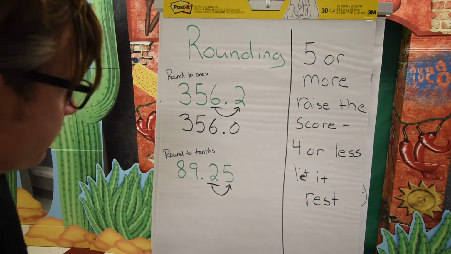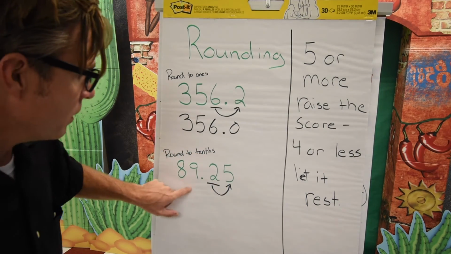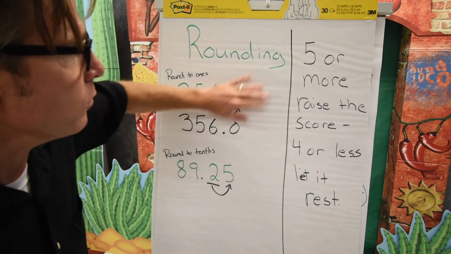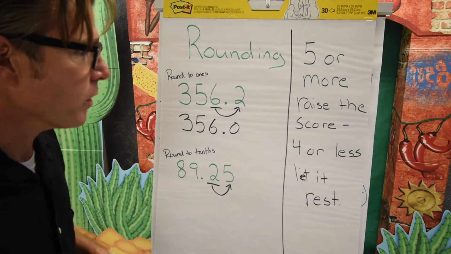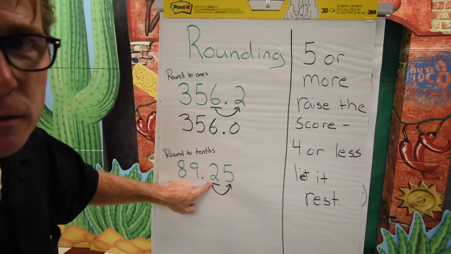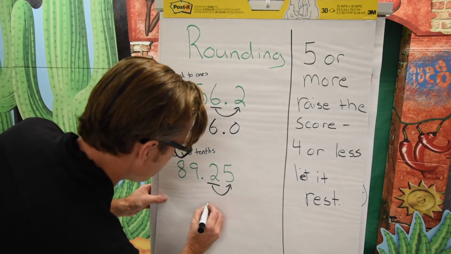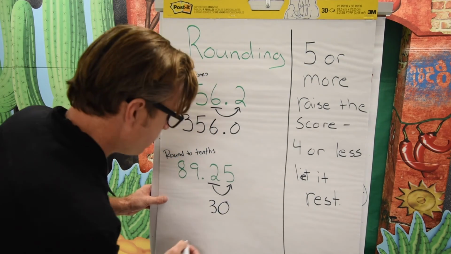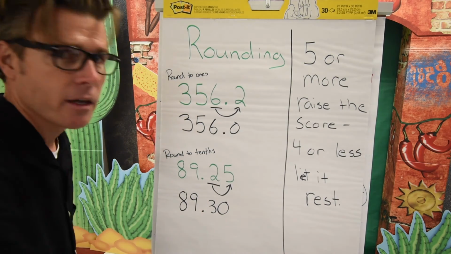Let's see what the bottom one does. 89 and 25 hundredths, round to the tenths. I underlined the 2 in the tenths place, arrow over. Back to our rule, 5 or more, raise the score. Well, 5 is 5 or more, so we're going to raise the score of the underlined number. So that just means we're going to add 1. So 2 becomes a 3. Everything to the right becomes a 0. Everything to the left stays the same.